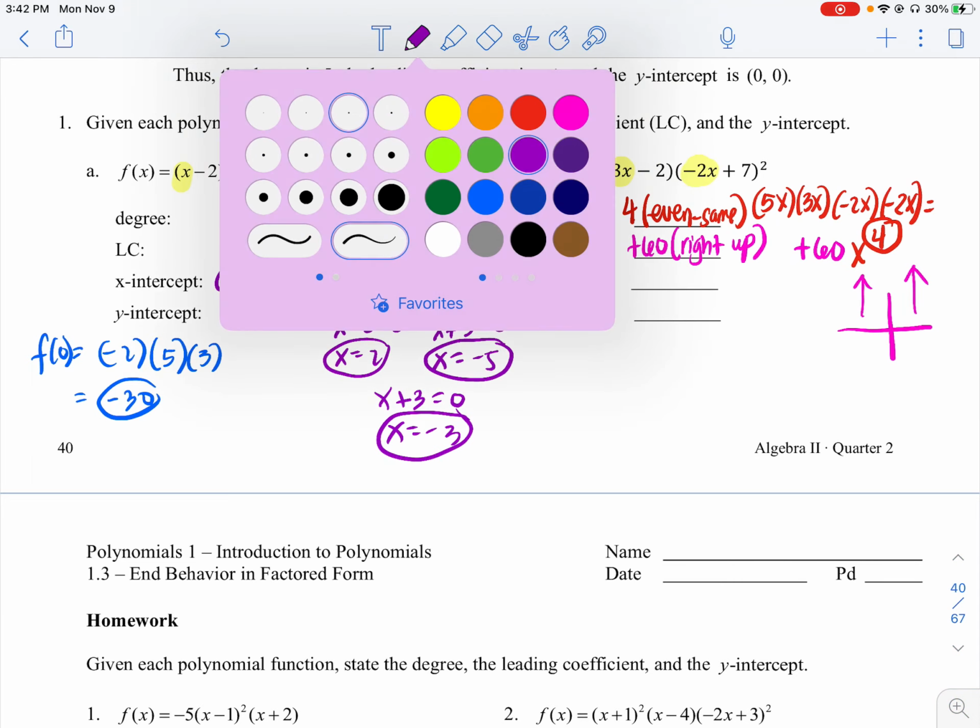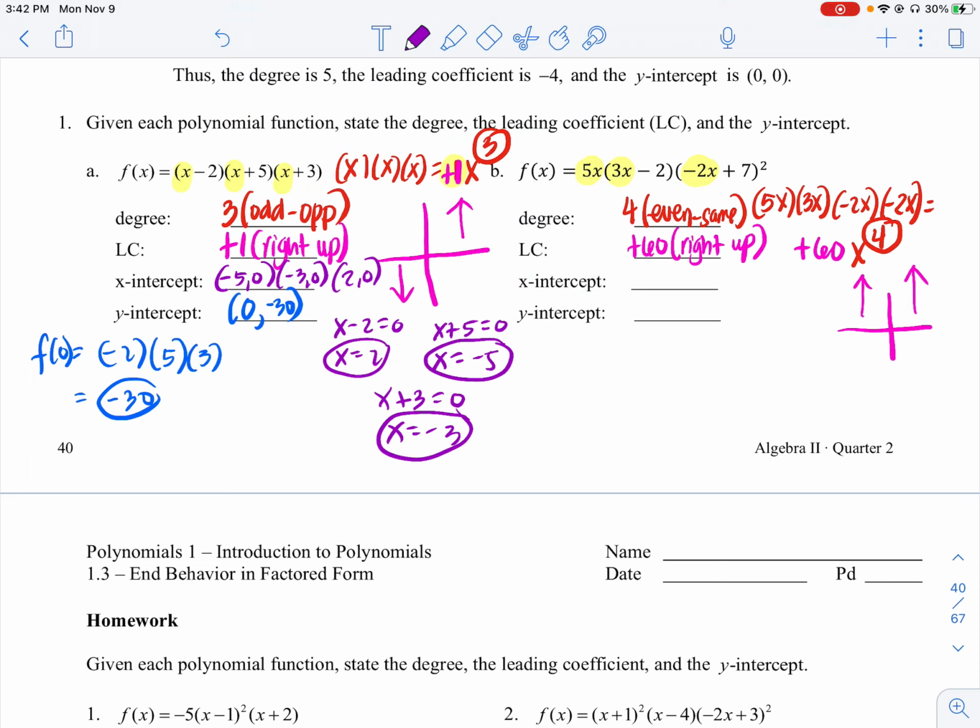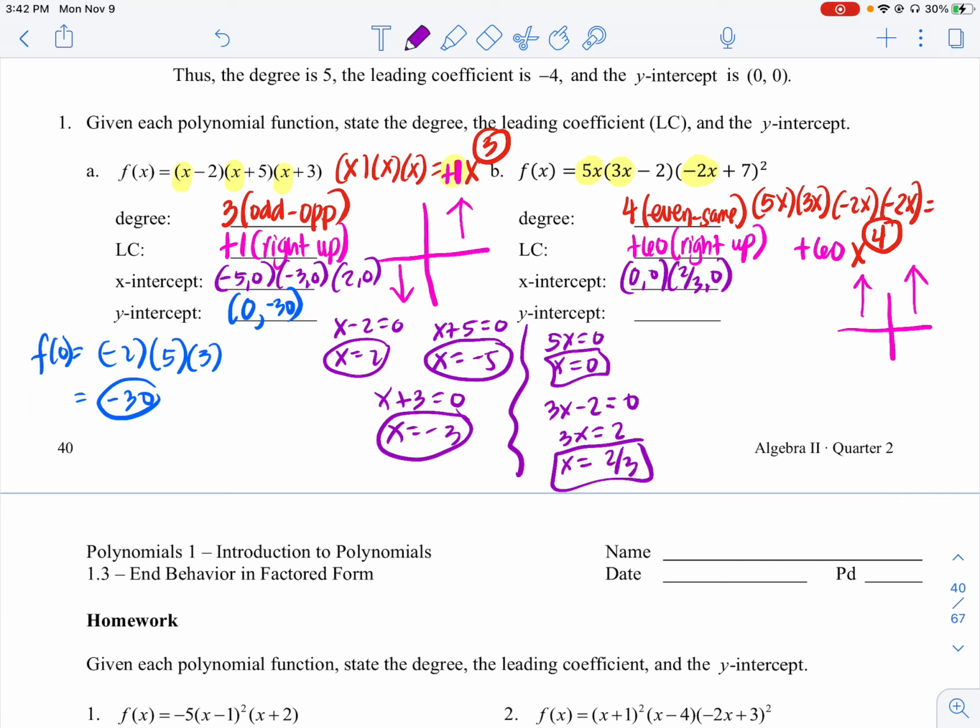Okay, moving on to our x-intercept. We have 5x. Of course, 5x is equal to 0. That's divided by 5. That's still a 0. So I know that one of my x's is 0, so the point is 0, 0. And then what do I have? 3x minus 2 equals 0. That's 3x equals 2. You add 2 on both sides. You have x equals 2/3. That is followed by 2/3, 0.